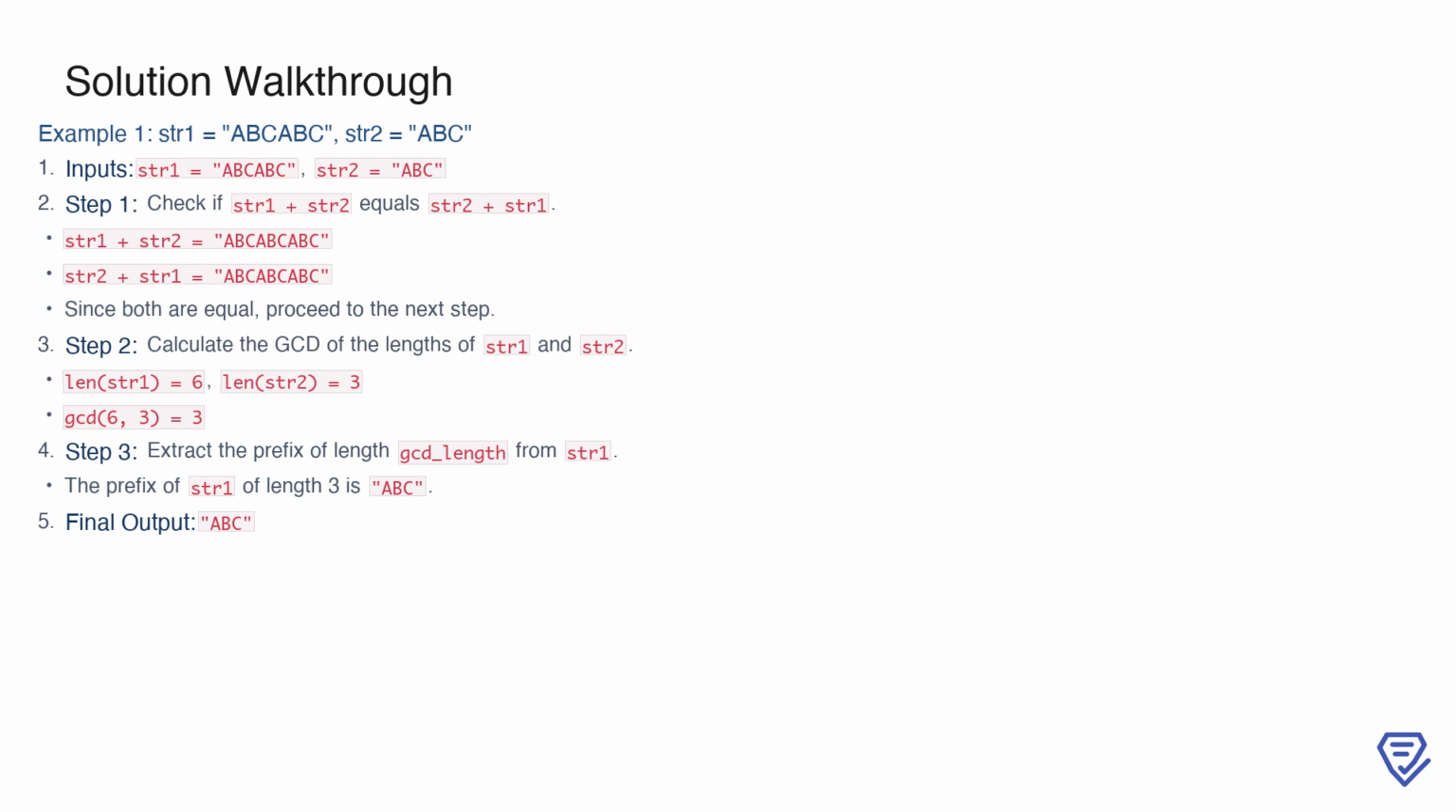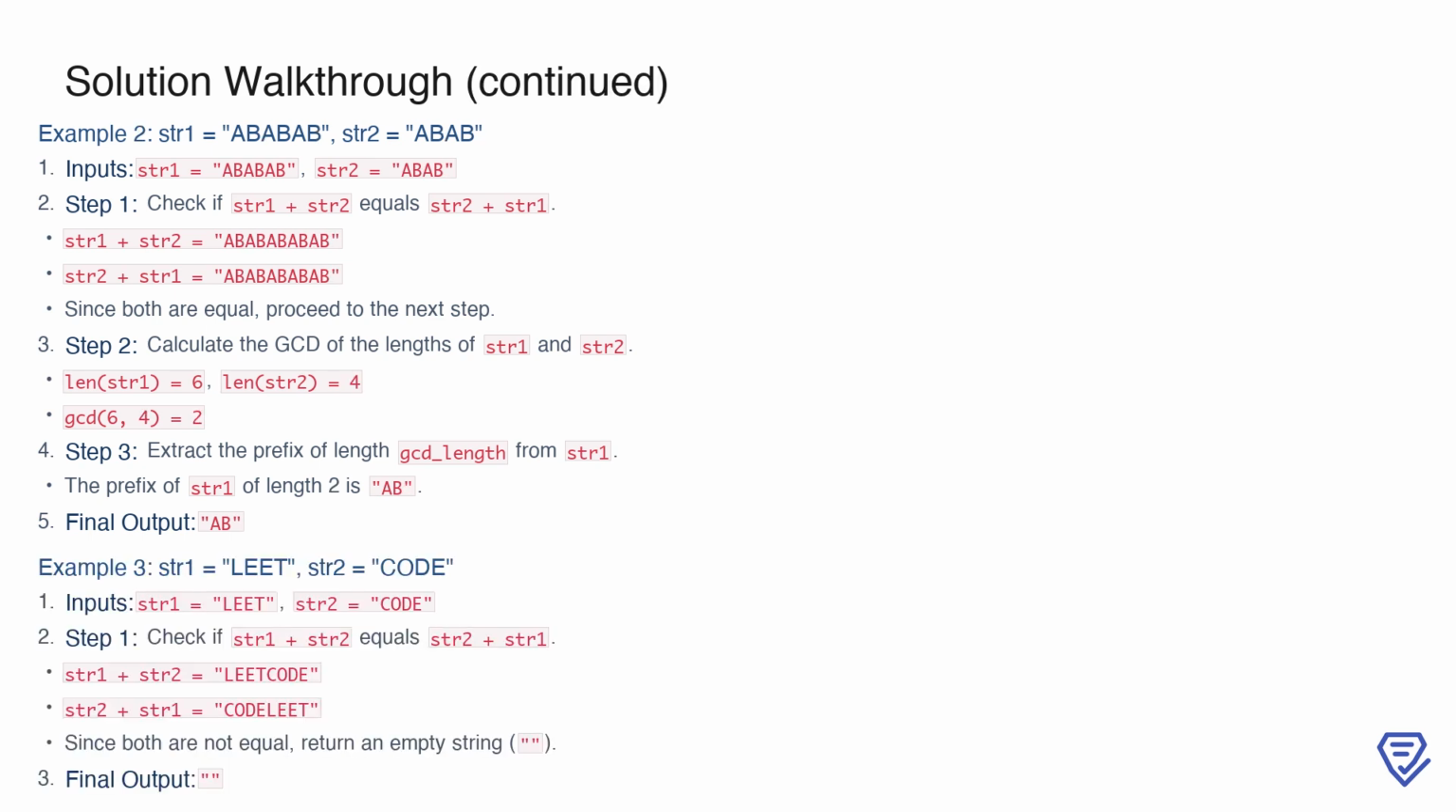The length of str1 is 6, and the length of str2 is 3. The GCD of 6 and 3 is 3. Using this GCD value, we extract the prefix of length 3 from str1. The prefix of ABCABC with length 3 is ABC. This gives us the final result for this example, which is ABC.